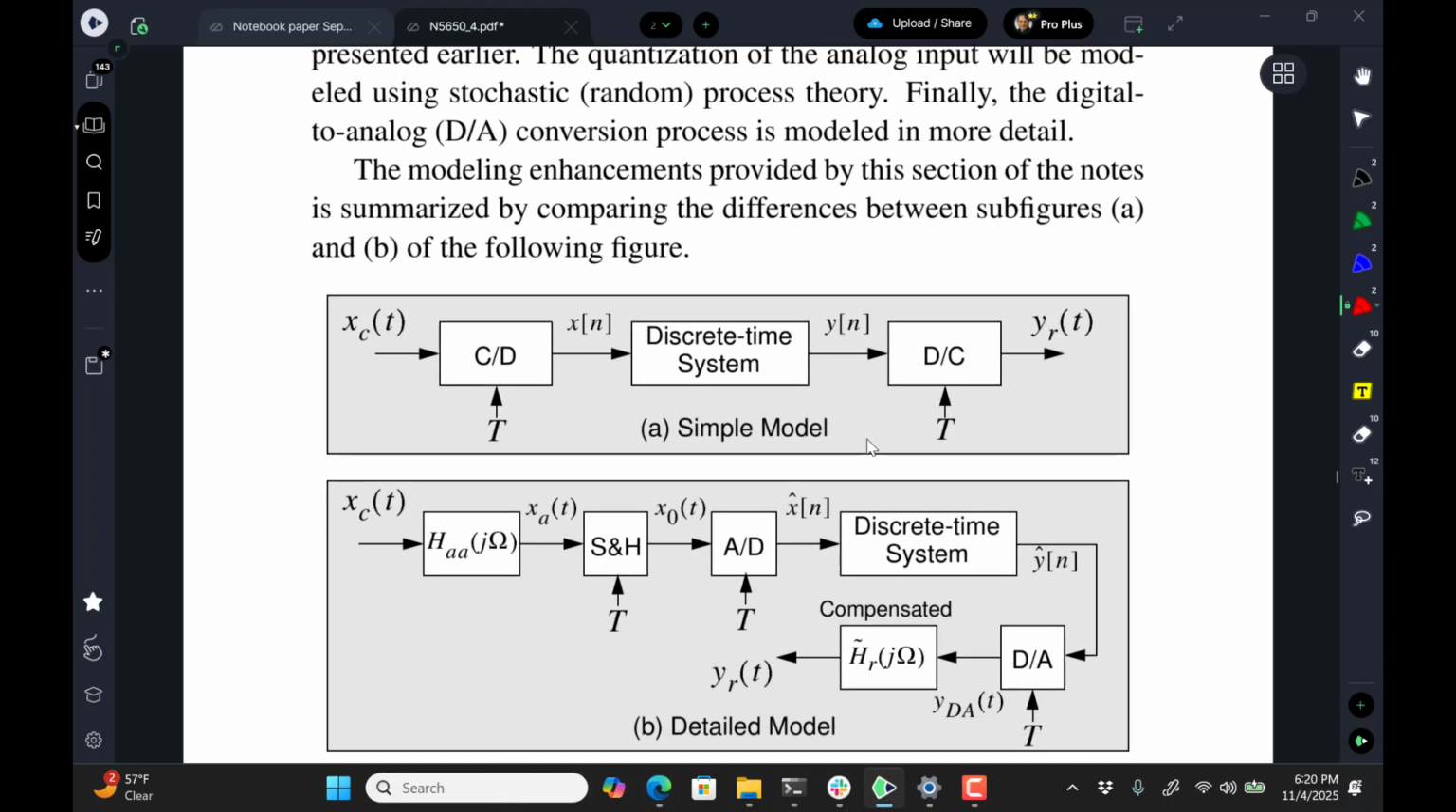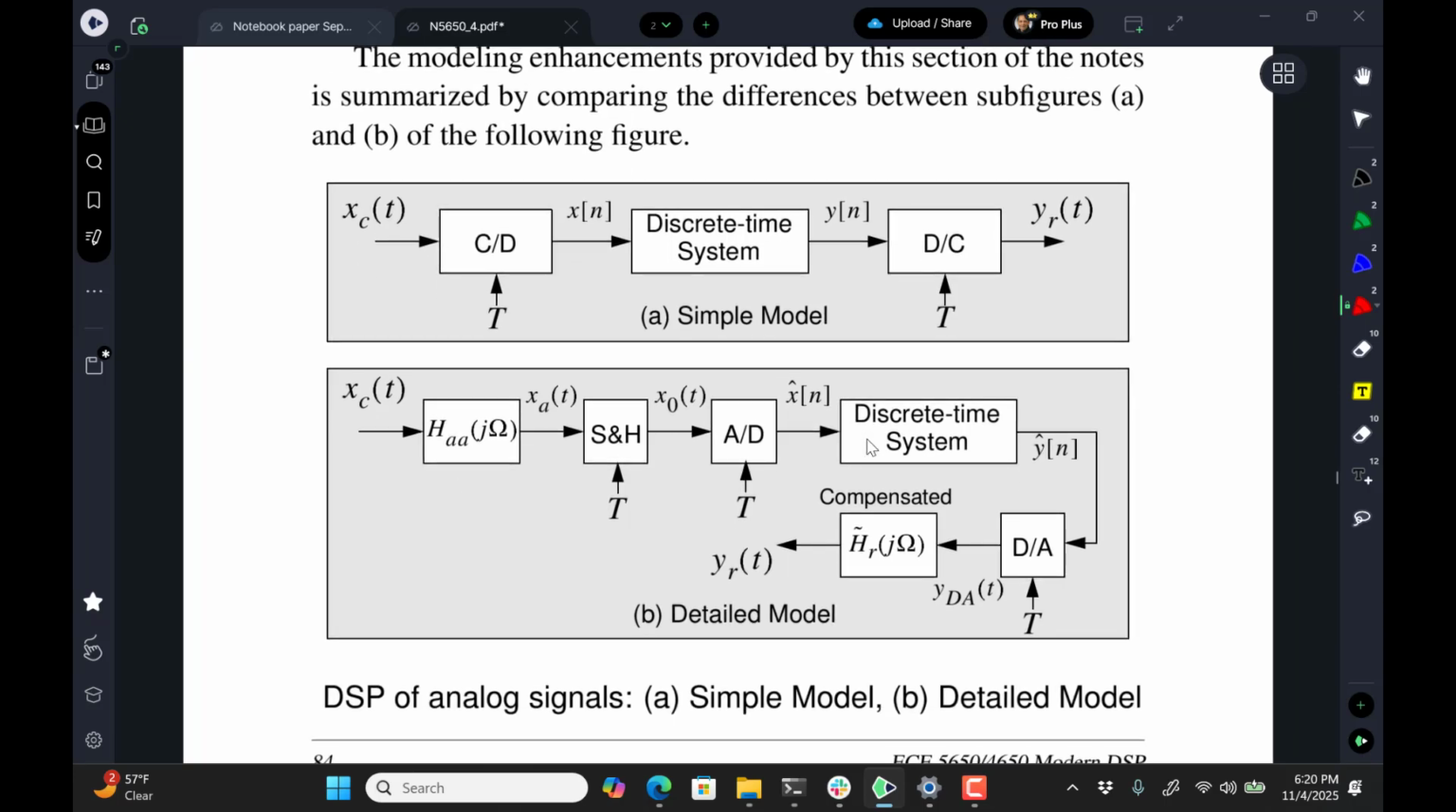We started off with this simple model, input with a C to D, discrete time system, and an output. Now we want to enhance our model. We want to say our C to D is kind of artificial. It's very idealized, so we're going to put in a true anti-aliasing filter. We're going to put in a sample and hold circuit, which will be in the electronics, and we'll put in an A to D converter. So that will be 3 components to think about in the modeling.